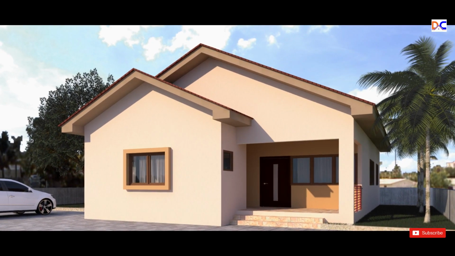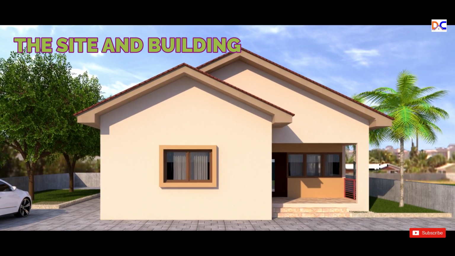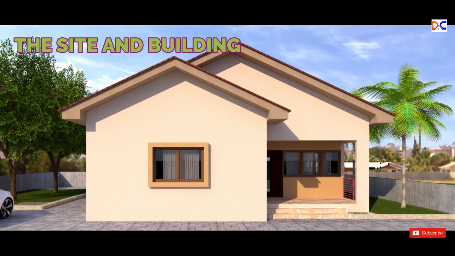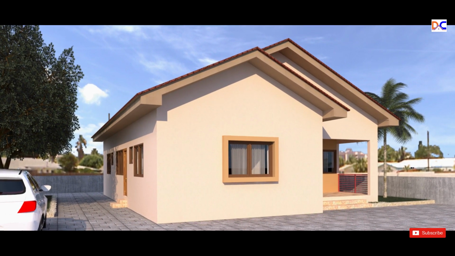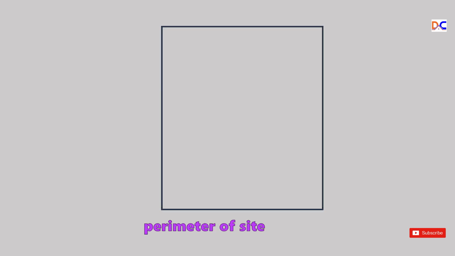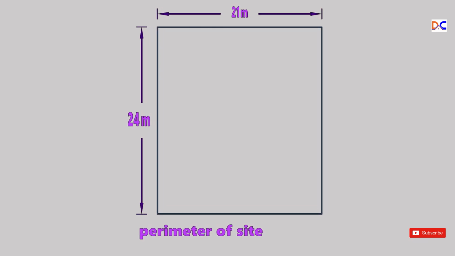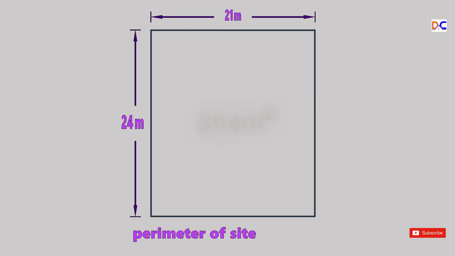This is a simple representation to show a correlation between the site and building. The video shows where the building sits on the site, together with its hard and soft landscapes. The building is a simple 3-bedroom residence which sits comfortably on a site of size 24 by 21 meters.